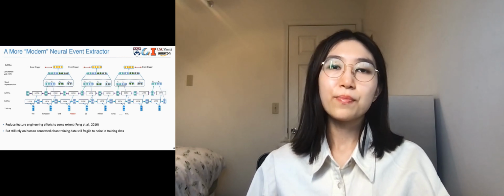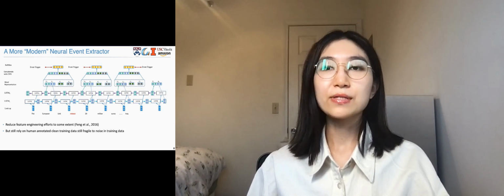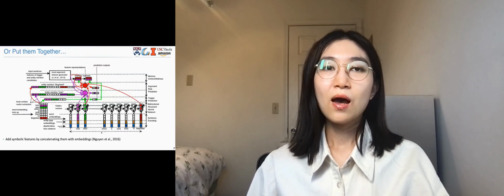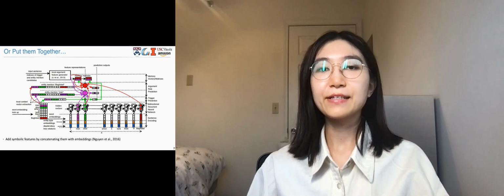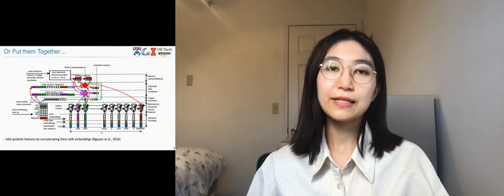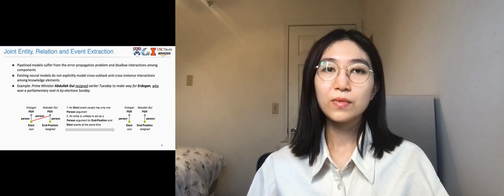To reduce the human effort, modern methods throw away symbolic features and use embeddings instead. For example, here, LSTM and CNN are used to encode the context. Also, symbolic features are added as additional features by concatenating them with word embeddings, such as the entity type, dependency tree relations, and so on.